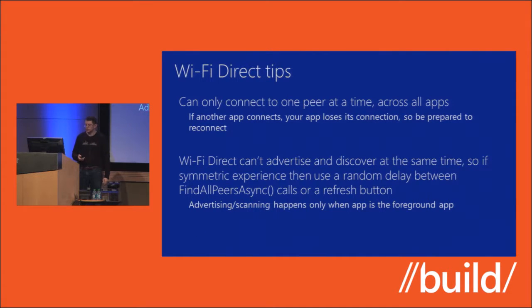And then lastly, the Wi-Fi Direct driver can't advertise and discover at the same time, which means while Find All Peers is running, it's actually not discoverable by the other side, because the radio can only either scan or advertise, but not at the same time. And so if you want the symmetric user experience where the user doesn't know which one it is, you don't want to just call Find All Peers in an infinite loop. Don't do that, because it'll always be discovering and never advertising. And so if you need to do that, then make sure you introduce something like a random delay.